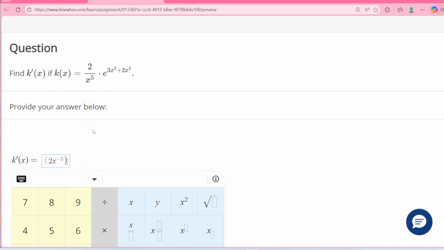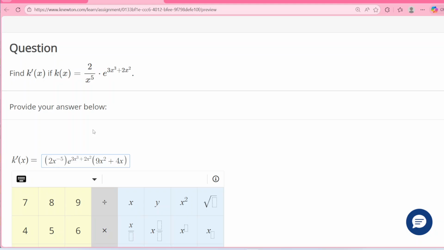And then maybe I'll put in parentheses again. So then times e raised to the 3x cubed plus 2x squared, all in the power there. But then times the derivative of that power, which was 9x squared plus 4x, right? So that's the first factor times the derivative of the second factor.